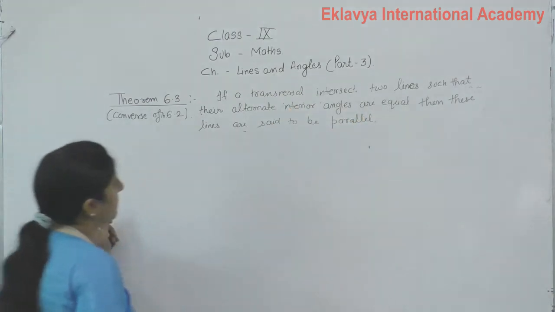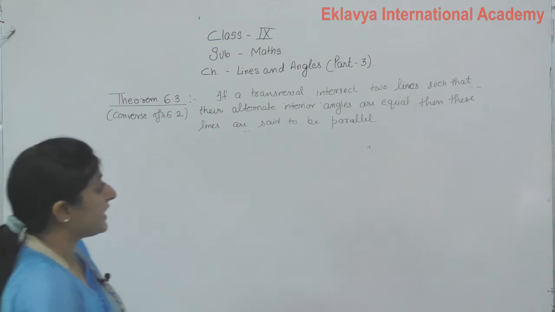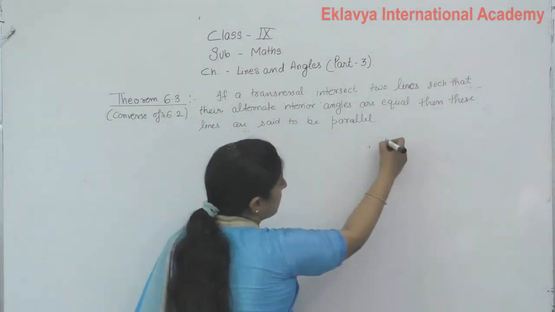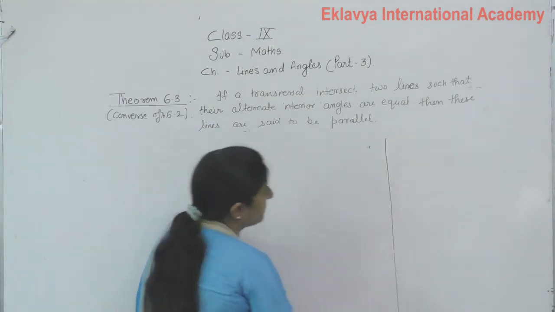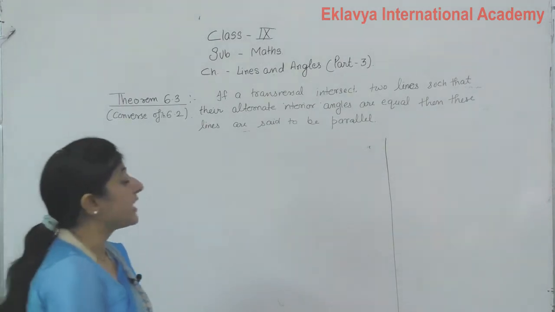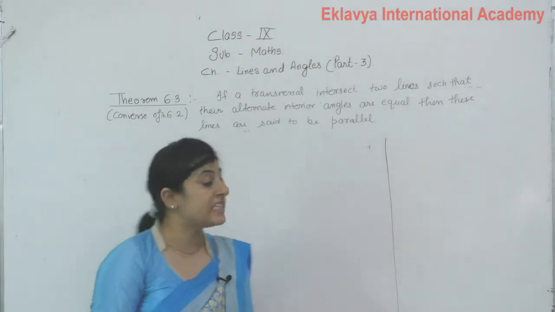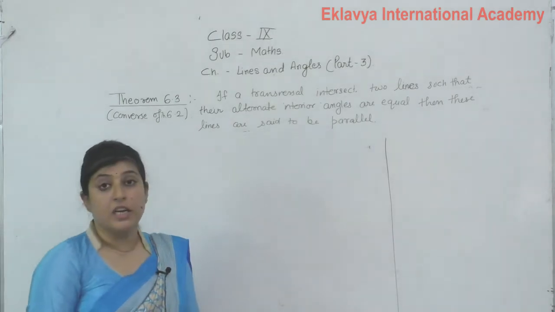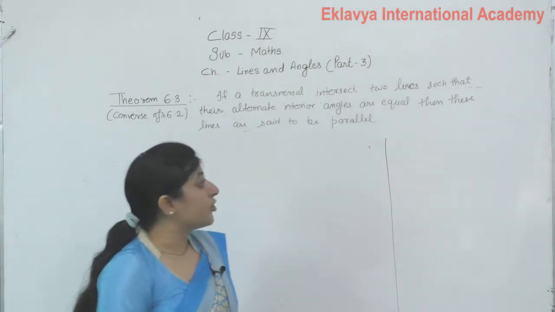See, what is the statement of it? If a transversal intersects two lines such that their alternate interior angles are equal, then these lines are said to be parallel. This is the converse of theorem 6.2.